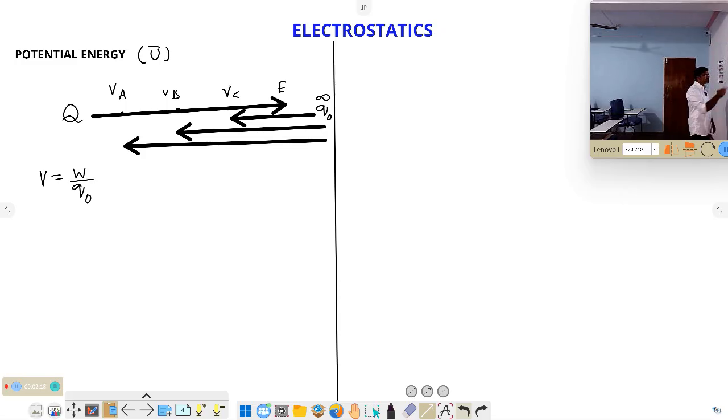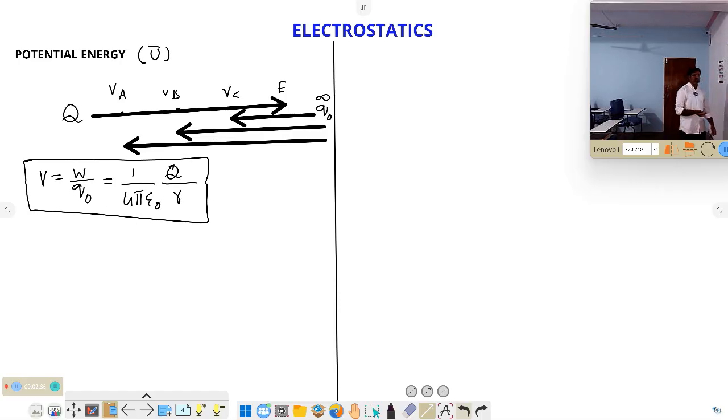This is the base we discussed, and from the derivation we got 1 by 4 pi epsilon naught into capital Q by r as the formula, where small r is the distance of the chosen point. If A is the chosen point, rA is the distance; if B, rB is the distance; if C, rC is the distance. So potential due to any source charge depends on the source charge and the distance of the point where you are calculating the potential.